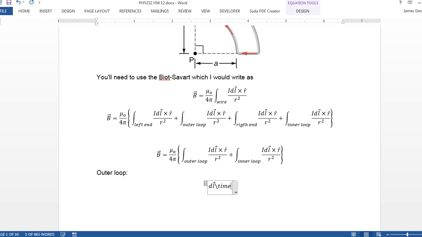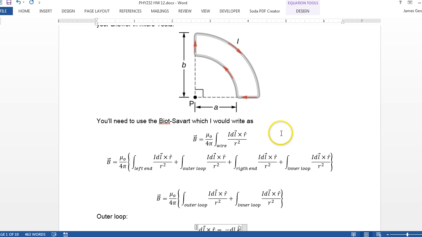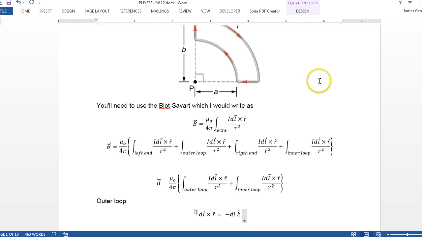DL cross R hat. All right, it is minus DL K hat in the outer loop. Now, we need to turn this DL into d phi, right? So a step along an arc. What is the length of a step along an arc? It's equal to R times the change in angle.